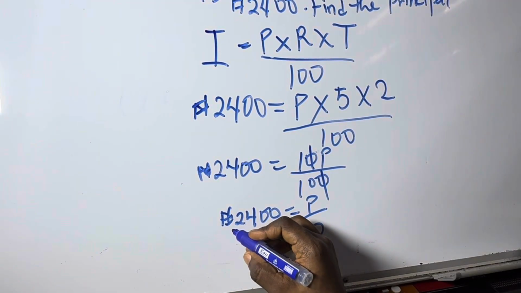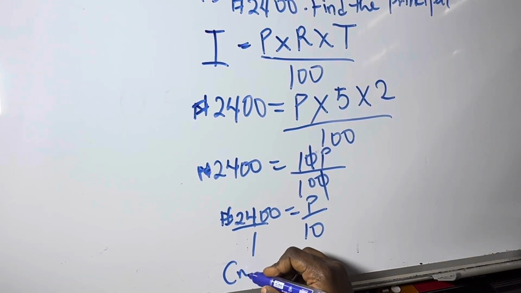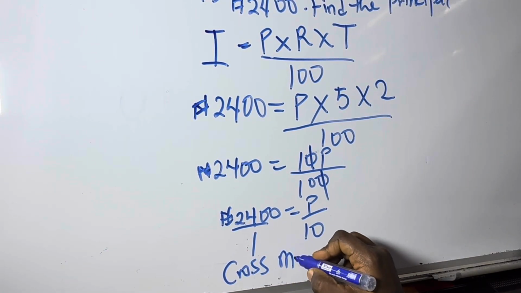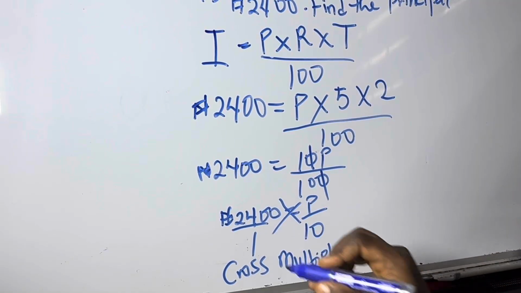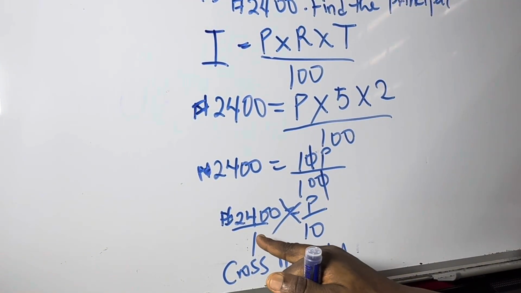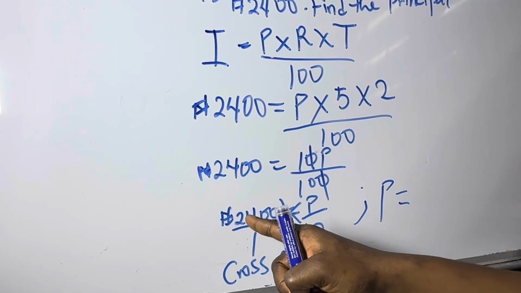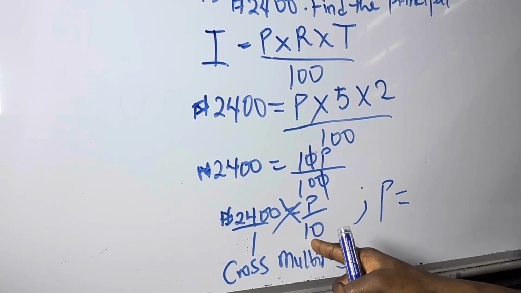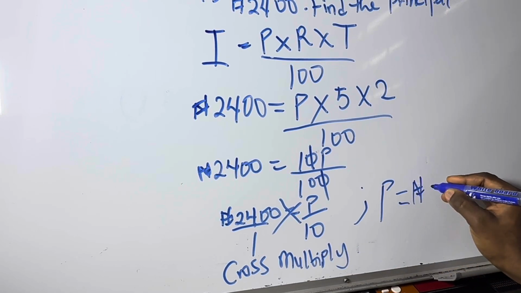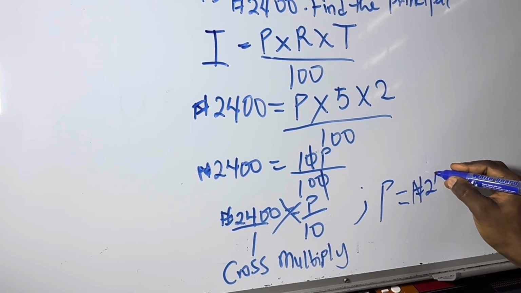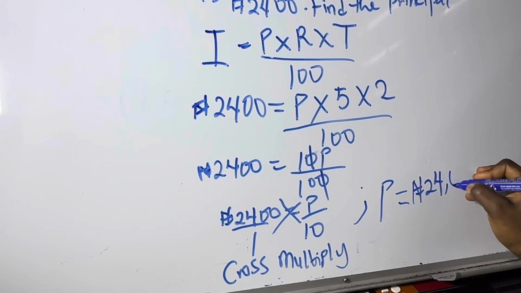Now, in this case, you cross multiply. If I cross multiply, P multiplied by 1 is P, which equals 2,400 multiplied by 10. That's 24,000.